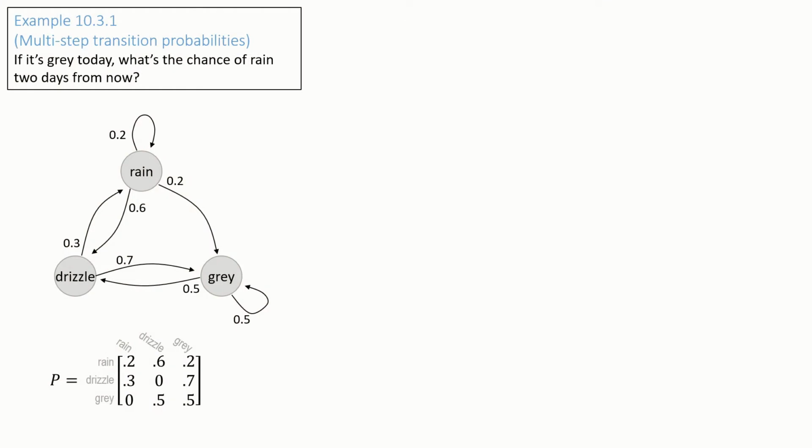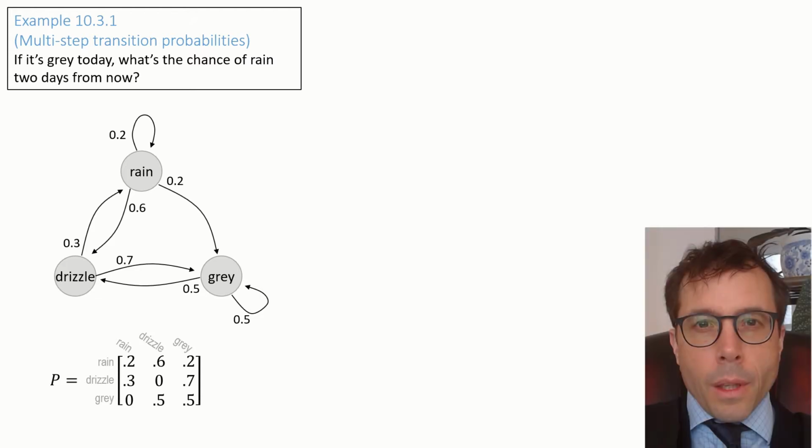Let's work through this example, my Cambridge weather simulator. Here's the state space diagram and the transition matrix, and the question asks us, if it's grey today, what's the chance of rain 2 days from now? In other words, if x0, x1, ... is the Markov chain, what is the probability that x2 equals rain, conditional on x0 equals grey?